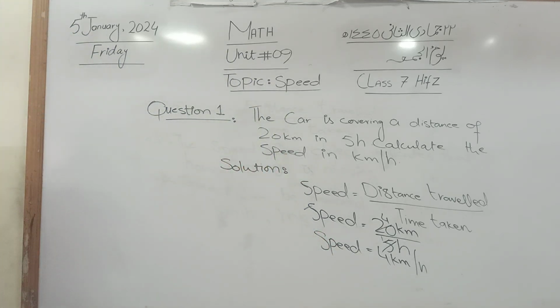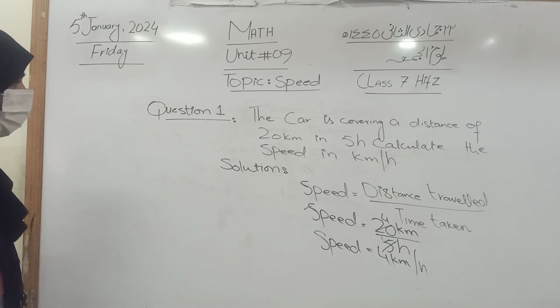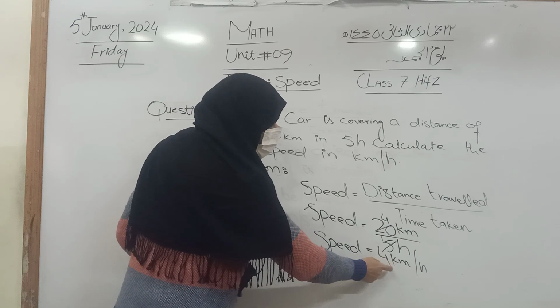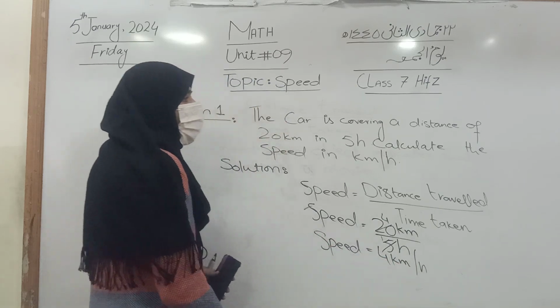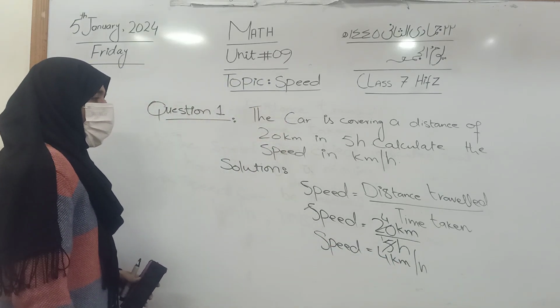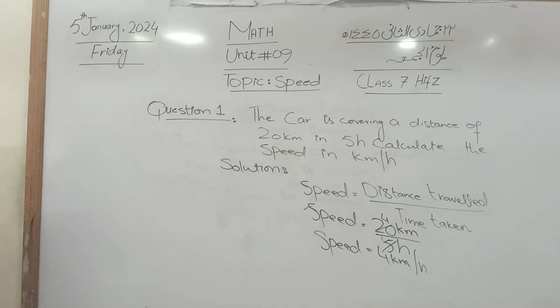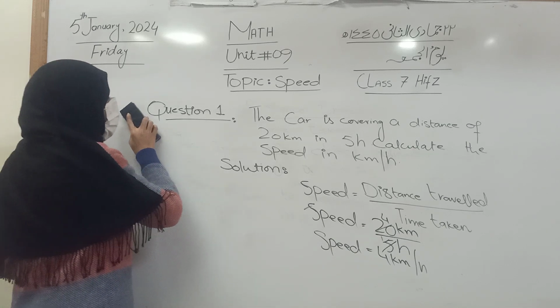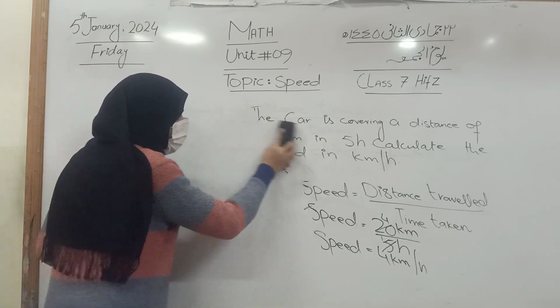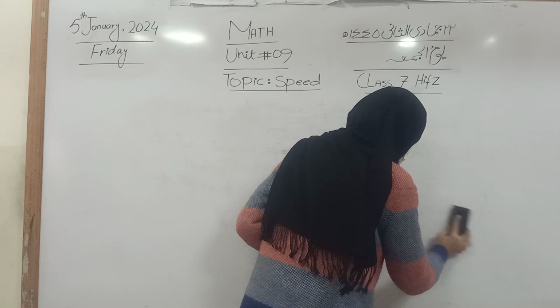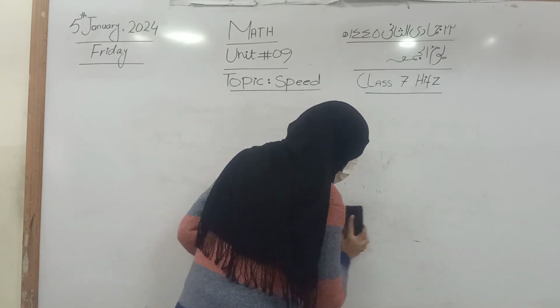Okay. Now we will solve another question. This question has a solution that speed is equal to 4 kilometers per hour. Noted it? Okay. Now we will do another part that is related to speed.